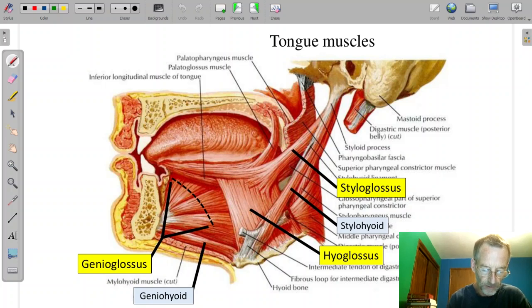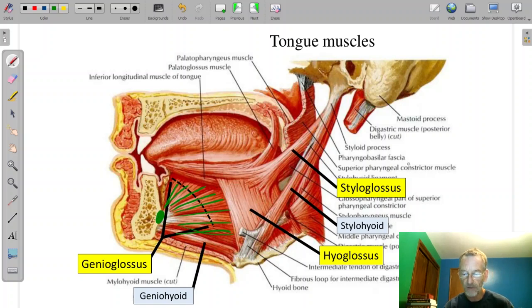So the genial tubercles are up in this region. They're little spines, remember, on the medial aspect of the mandible. And all of this fan-shaped muscle is the genioglossus. Runs to the tongue. And you can think about the action those muscles will produce on the tongue when they contract. Keeping in mind that the origin is stationary, the insertion is what moves. So we'll come back to that.